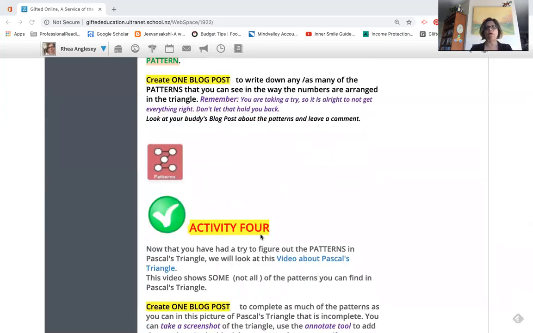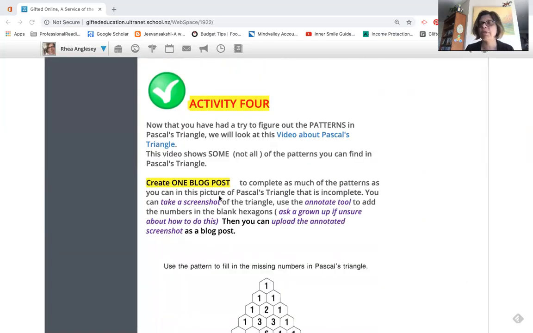Activity 4, again to do with patterns. Now that you have had a try to figure out the patterns in Pascal's triangle, we will look at this video about Pascal's triangle. It's a very quick little video that kind of is an animation. It sort of flashes at you and shows you the pattern. Doesn't talk about it, just shows you. Watch it. See if some patterns jump out at you. Okay? So what do you have to do after watching it? You can watch it as many times as you need to.